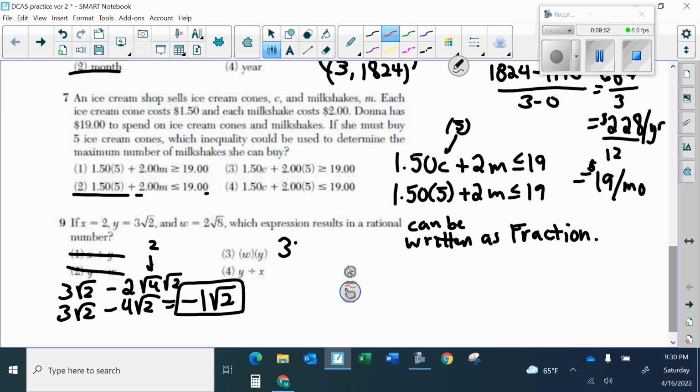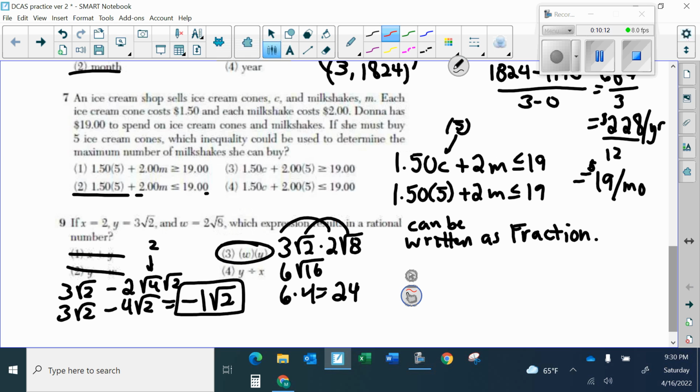3 root 2 times 2 root 8. I don't have to simplify the root. I could go ahead and just multiply those two together and get 6. Multiply the two radicals together and I get root 16. And we know the square root of 16 is 4. So now you can see my answer is 24, which is a rational number.